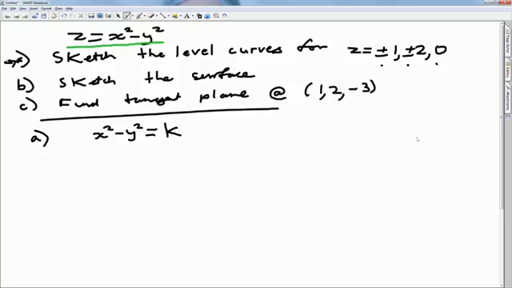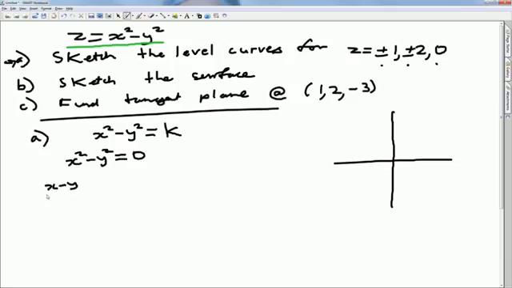Let's do them in order. Let's do the middle one first. Let's do x squared minus y squared equals 0. That's going to be the level curve when z equals 0. Now it's a difference of two squares on the left hand side. And so when you've got a product of two things equal to 0, that implies either the first one is 0 or the second one is 0.